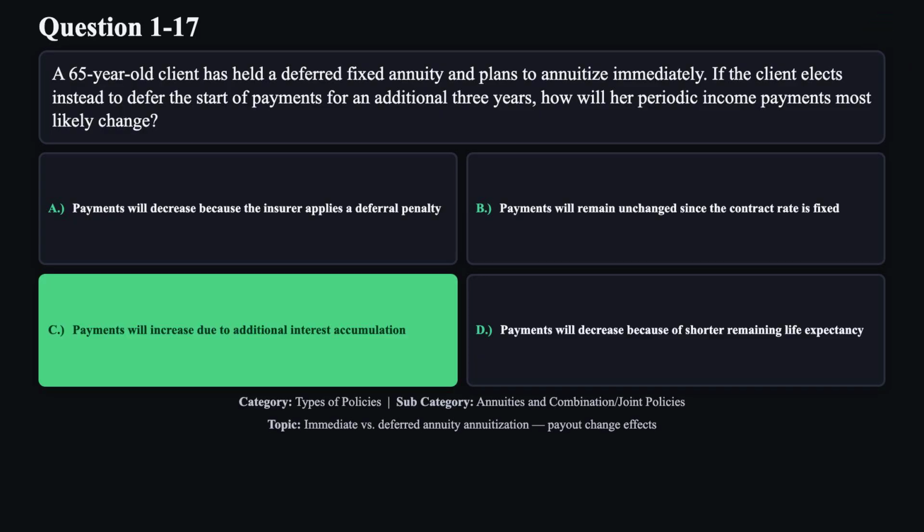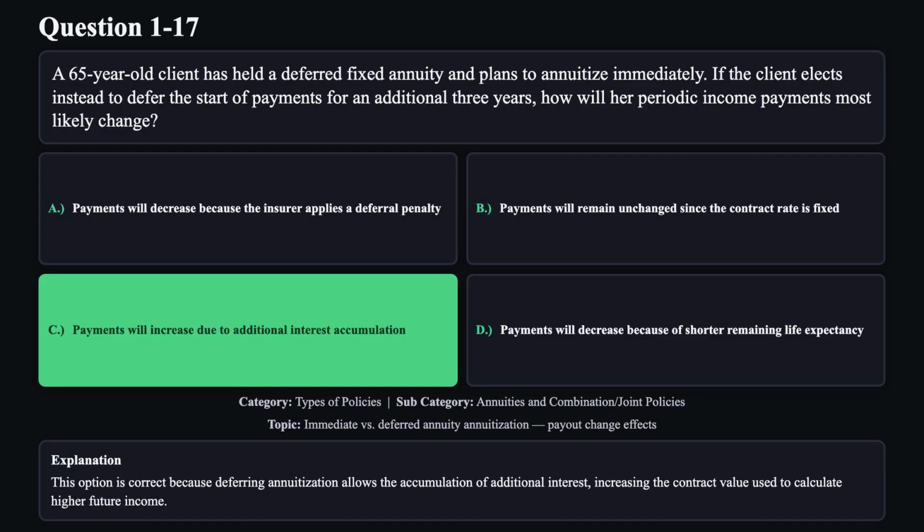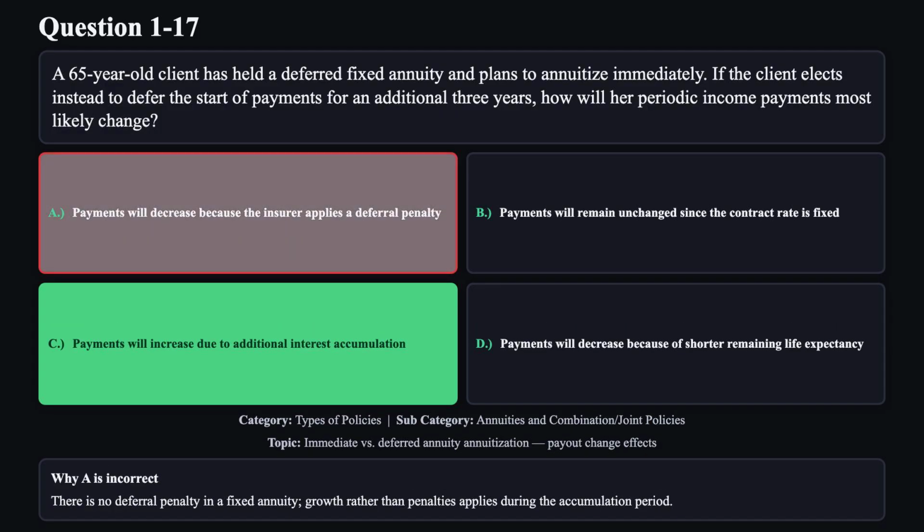The correct answer is C. This option is correct because deferring annuitization allows the accumulation of additional interest, increasing the contract value used to calculate higher future income. Reason A is not correct. There is no deferral penalty in a fixed annuity. Growth rather than penalties applies during the accumulation period.